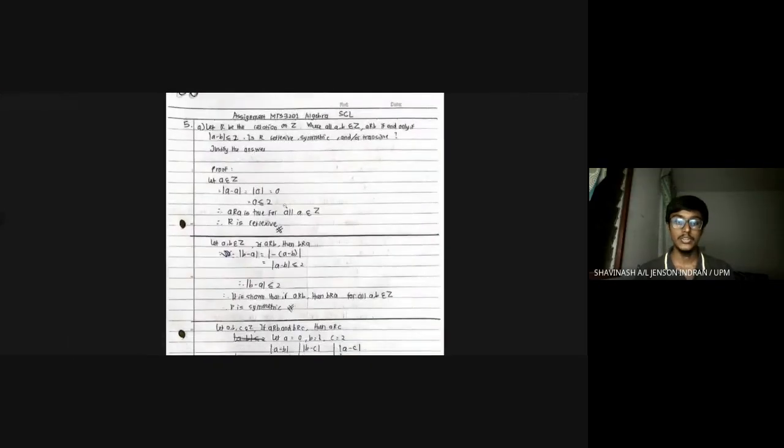For A, they said: let R be the relation on Z where A, B is a subset of Z. A R B if and only if modulus A minus B is less than or equal to 2. So is R reflexive, symmetric, or transitive? We need to prove them one by one. If reflexive, we need to show that A R A is true, right?